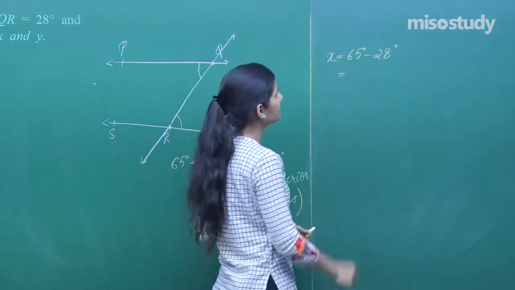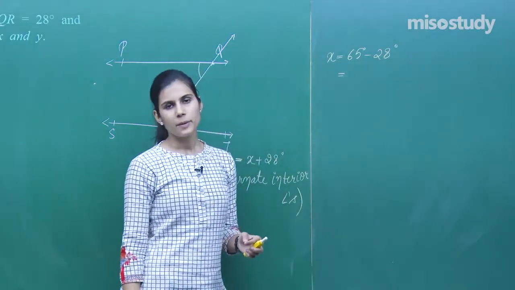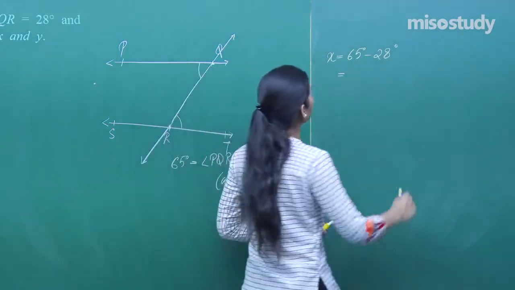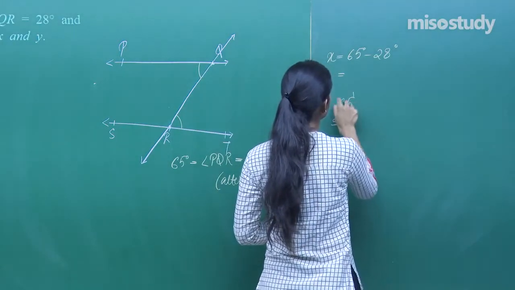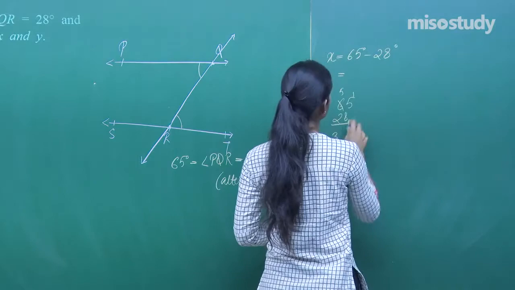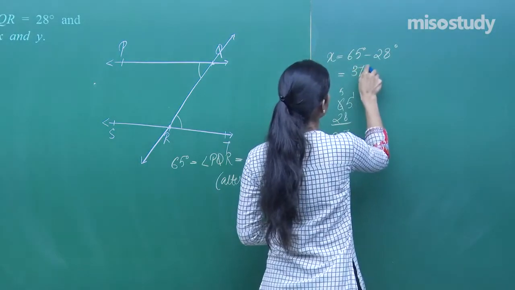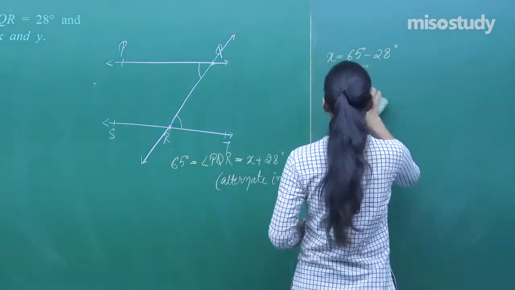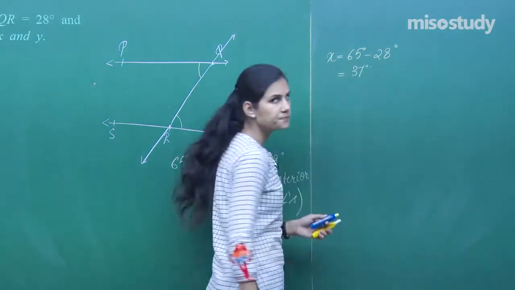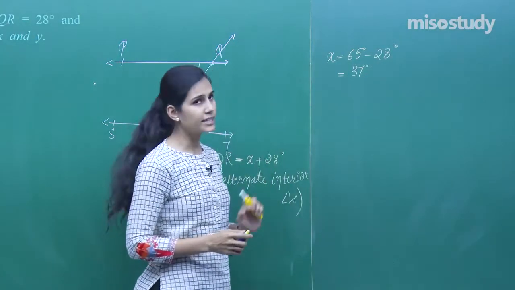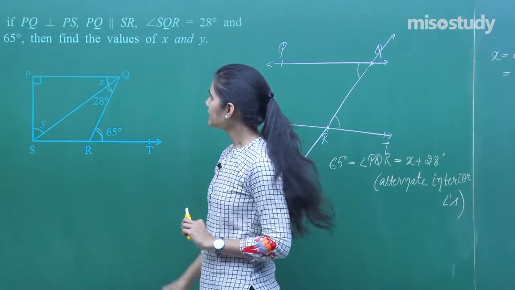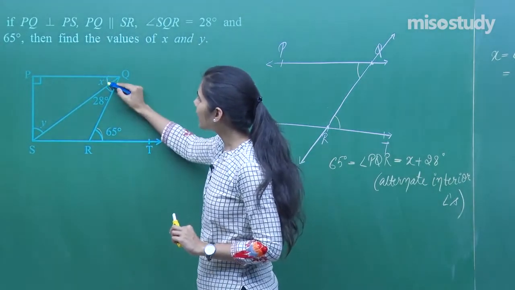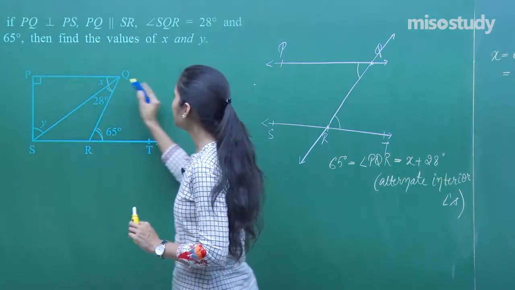Right? What is it that you have? So 65 minus 28 gives me what? 65 minus 28 gives me 37 degrees. The moment I have 37 degrees as the answer, that is the value of X. The moment I have got X, focus upon the triangle PSQ.